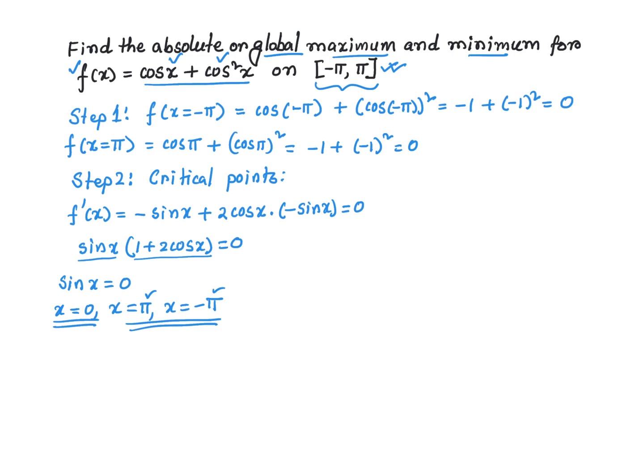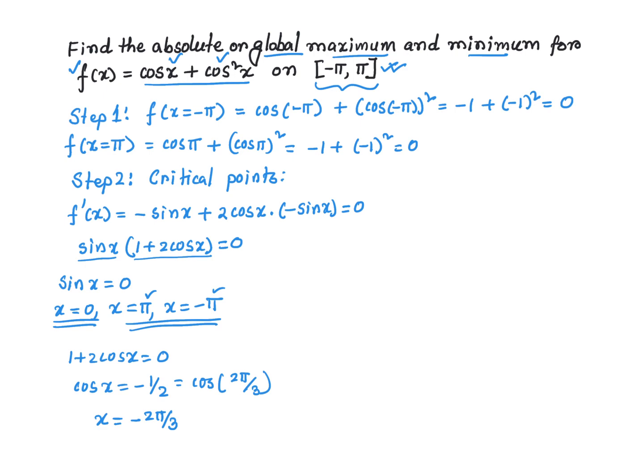Now let's go ahead and find the other values. So 1 plus 2 cosine of x is equal to 0. If I solve for cosine of x, we get negative 1/2, which, in our domain, is going to be x equal to 2 pi over 3. Also, x is going to be negative 2 pi over 3. So these are the two values we need to consider.